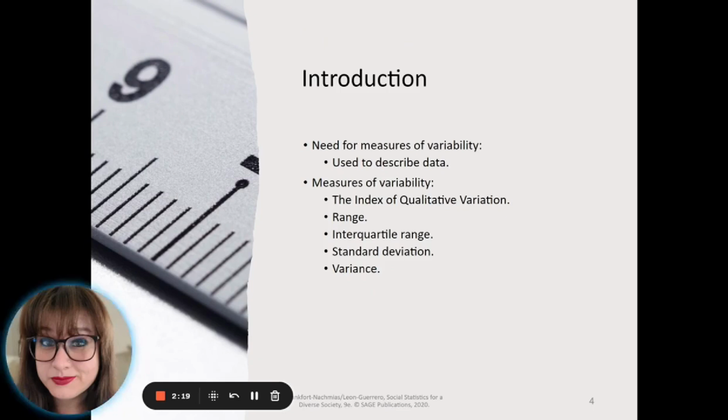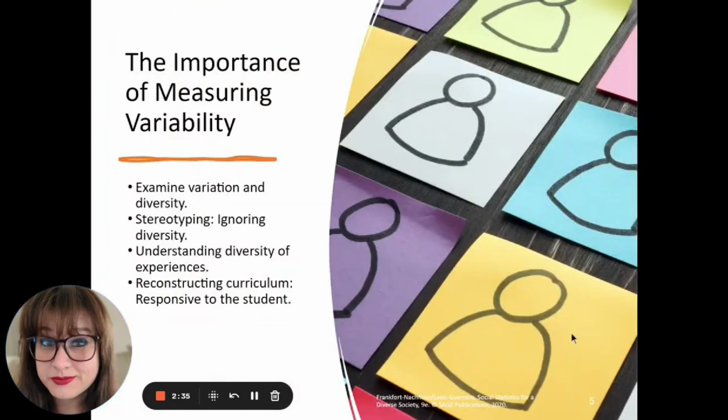But the types of variability that exist are the index of qualitative variation, range, interquartile range, standard deviation, and variance. In this first video, we're going to cover primarily the index of qualitative variation. Now, why are we doing this? What is variability? So variability is basically looking at diversity. You're looking at how diverse the group is, whatever it is I'm measuring. Like, is it diverse? And we're in social statistics, so we're looking at people, right?